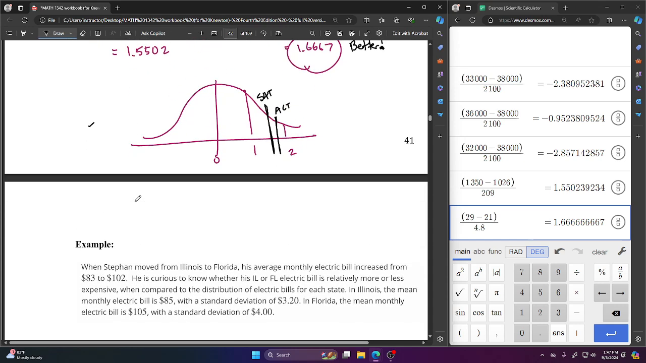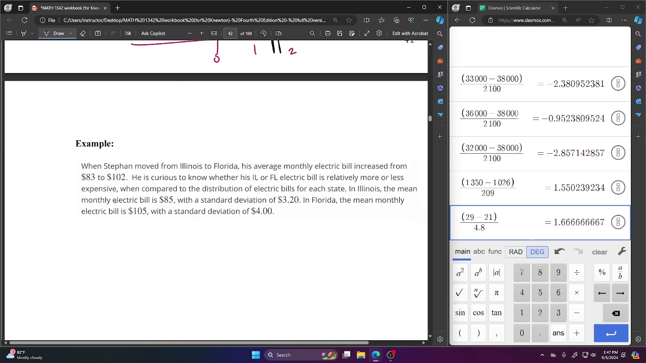Okay. So Stephen moved from Illinois to Florida, and his average monthly bill has increased. That's air conditioning right there, let me tell you. He's curious about whether it's relatively more or less. Think about this for a second. You got a new house, obviously. Does that house have better heating or better air conditioning than what you had before? I know you had to blast it more, but is it better insulated? Who knows? We don't know just by looking at all this, so we have to do the math.